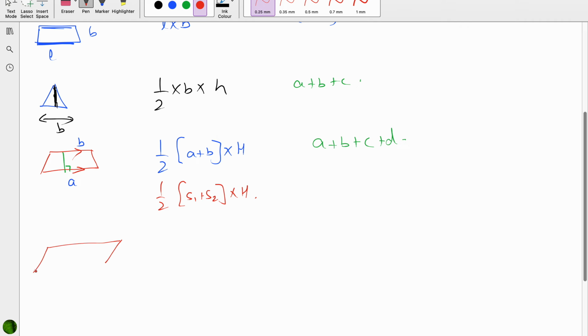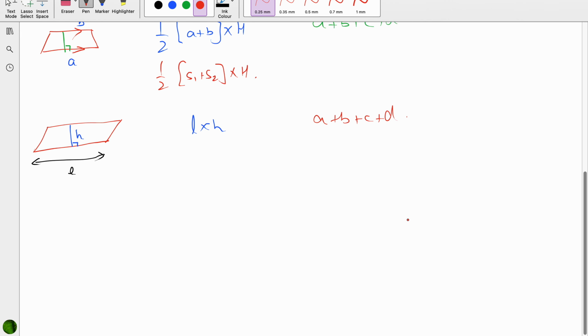When we talk about the parallelogram, the formula is this length multiplied with the distance between these two parallel lines. So that is length into height, and the perimeter is again all four sides. So if we keep on moving and I say that a square or a rectangle is being attached with a triangle, now we call this a composite shape.